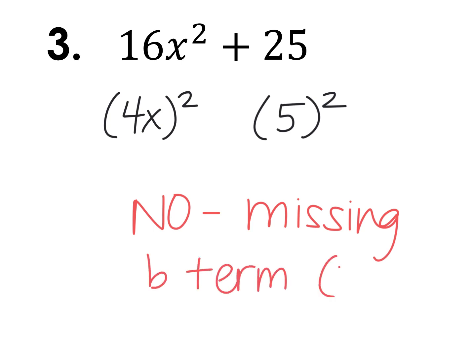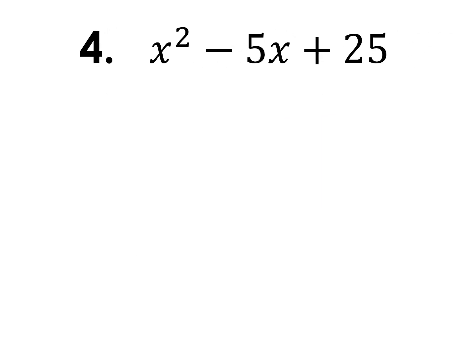Which is the 2ab. If this is a and this is b, it's missing the middle term that doubles those. Okay, that's kind of weird. And then last one. We're going to get there.